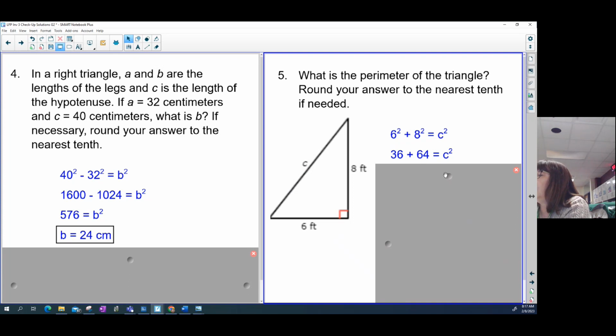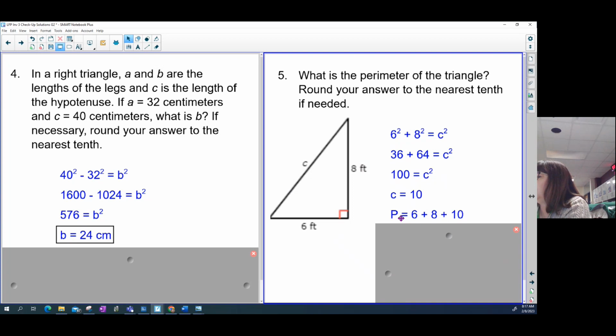36 plus 64 is our C squared. When I add 36 and 64, I get 100. Again, that's C squared, so we need to take the square root of both sides, and we'll find that C is equal to the square root of 100, which is 10. But we're not finished yet. If C is 10, then we're going to need to add that to the 6 and the 8. So our perimeter is adding up those 3 sides. 6 plus 8 plus 10 gets us 24 feet. So the perimeter of that triangle is 24 feet.